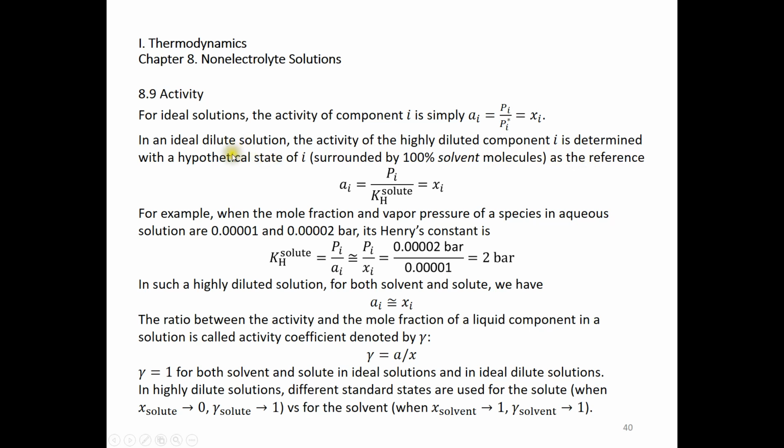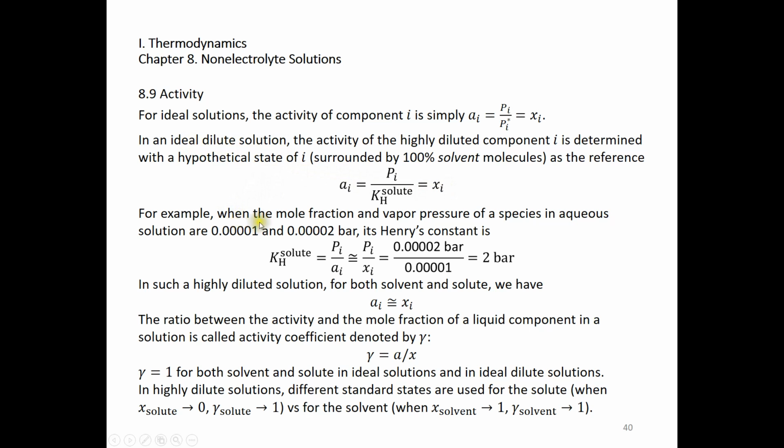So in this case, for the solute in an ideal dilute solution, we actually use Henry's constant as the reference. So the activity of the solute is equal to the partial pressure of species i divided by Henry's constant. And again, in an ideal dilute solution, this is simply the mole fraction of i. So a i is equal to x i for the solute in the ideal dilute solution.